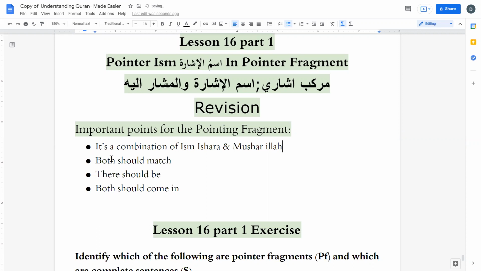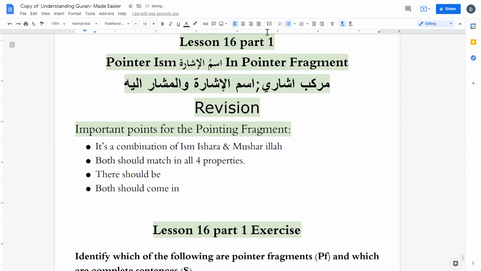And the second important point in the pointing fragment, what did we learn? That both of these components, the ism ishara, the pointer ism, and the mushar ilah, the ism that is pointed, should both match in what? In all four properties of ism. Four properties: status, number, gender, type. So that's the second point.